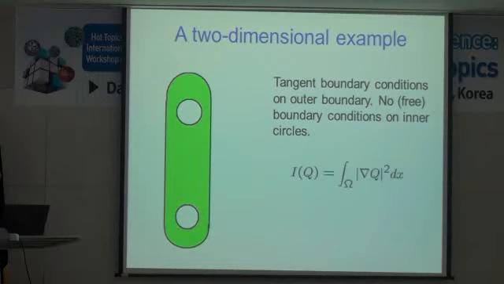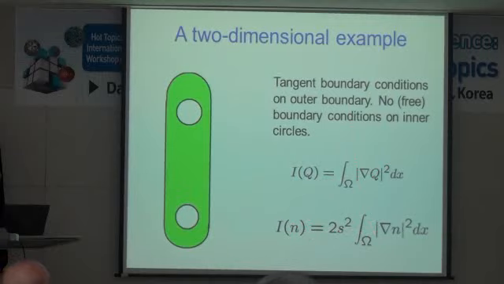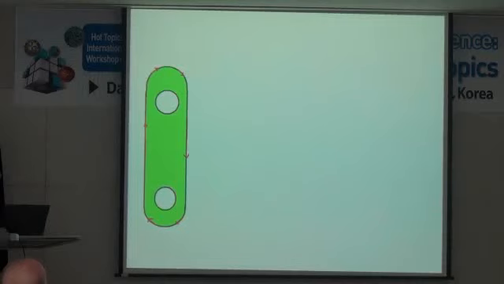And I'm going to take the very simplest case possible of the constrained theory, the one-constant approximation. So I(Q) is just the integral of the gradient of Q squared. And formally, if we go from Q to n, that turns into twice s squared times the integral of the gradient of n squared. Okay. Now, notice that the boundary data is orientable. We can either go around clockwise or anticlockwise. Let's suppose we go around clockwise.